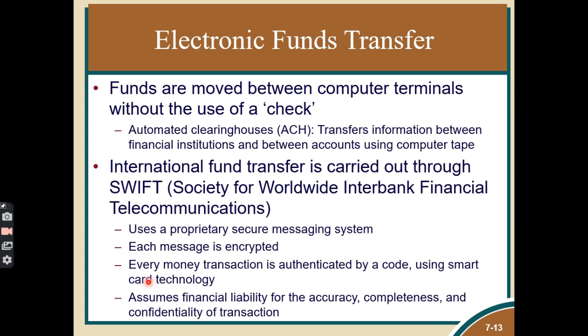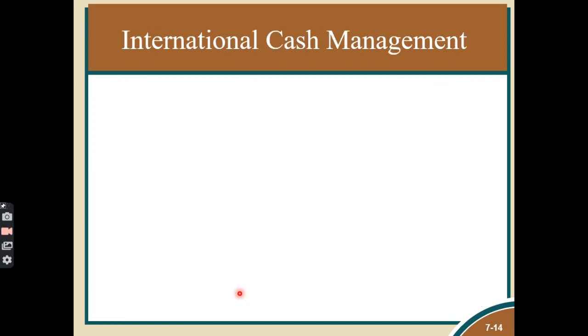The benefit here is that it uses a proprietary secure messaging system, meaning it cannot be hacked, or there is an internal control. The message is encrypted. Every money transaction is authenticated by a code using smart card technology, and it assumes financial liability for the accuracy, completeness, and confidentiality of transaction. Meaning, your transaction through SWIFT accounts is going to be more secure, and you're going to have a better and faster bank transfer.